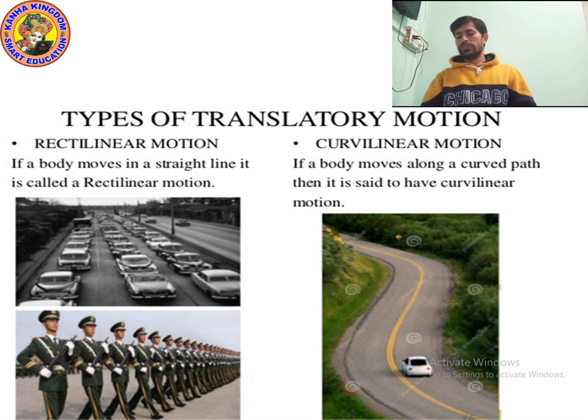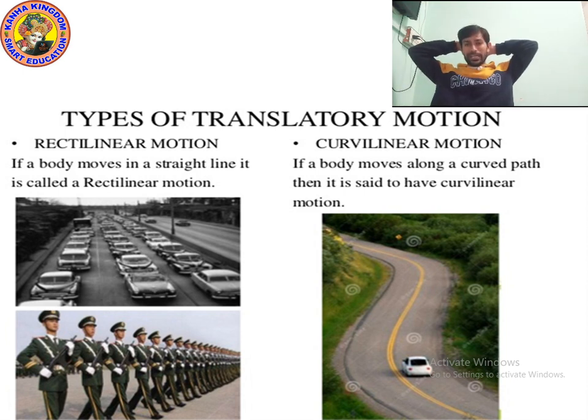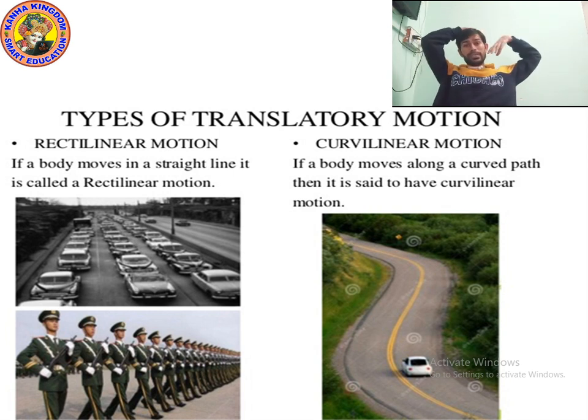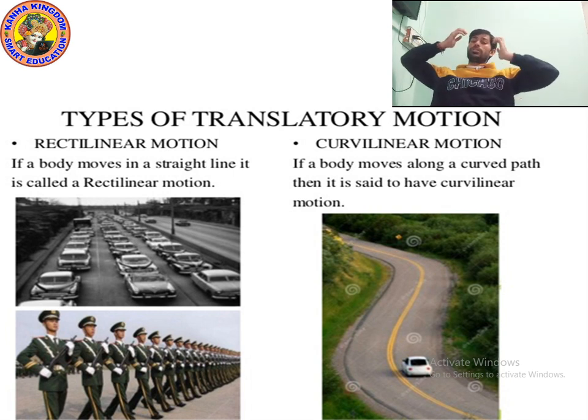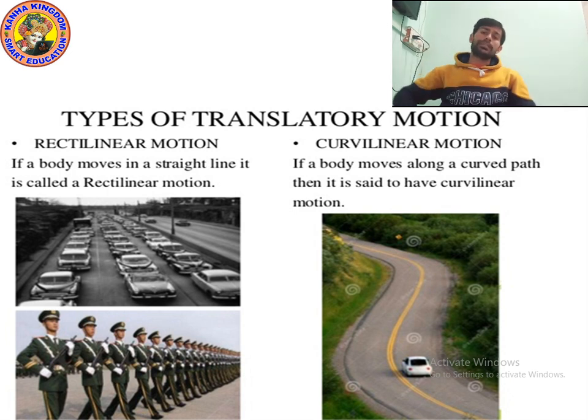And you might have seen an aeroplane going in a straight line, and on a bypass on a national highway, the truck goes in a straight line most of the time. Such kind of motion is rectilinear motion. So rectilinear motion is defined as: if an object or a body is moving in a straight line, then it is known as rectilinear motion.